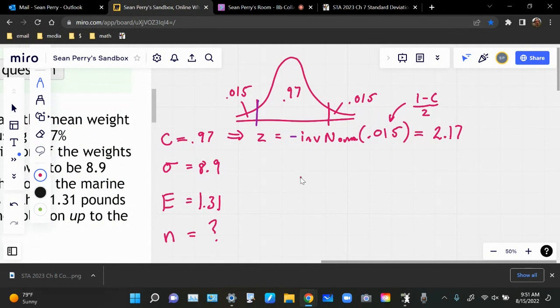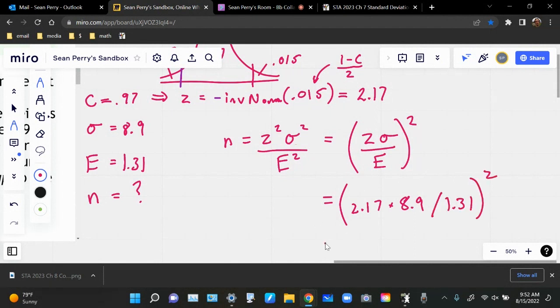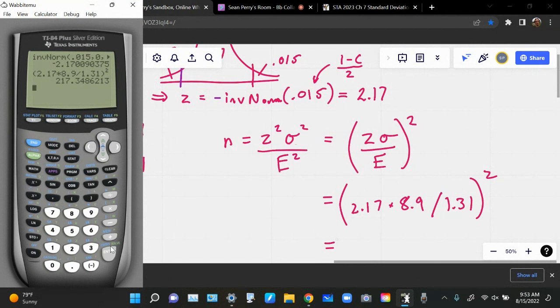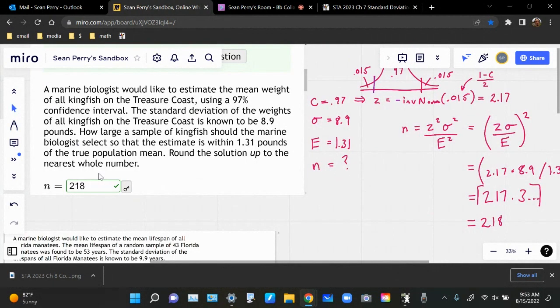So now if we consult our formula sheet, we have the following formula for n. I'll just remark, as far as calculating is concerned, this is no different than taking this fraction and squaring it, which is how I will calculate it. We now have each one of these variables, so we can simply plug them in. This will be 2.17 times 8.9 divided by 1.31, and we square it. Typing that into our calculator, we get 217.34 and so on, and we are always going to want to round that up. We round that up to 218, and there we are.